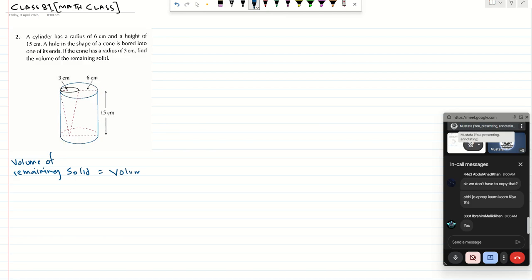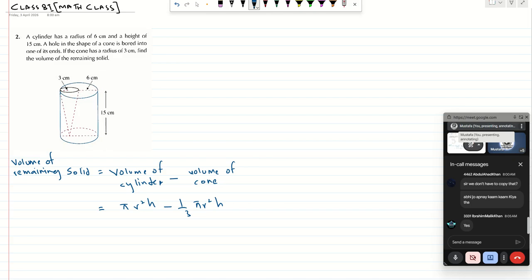So we will say volume of cylinder minus the volume of cone, right? And what is the volume of cylinder? Volume of cylinder is calculated by formula pi r square h. Volume of cylinder का formula होता है pi r square h. इसमें से हम माइनस करेंगे 1/3 pi r square h. This is the formula to calculate the volume of cone.